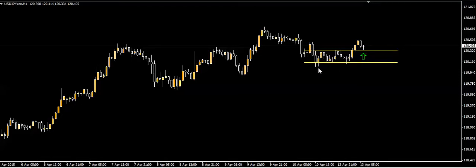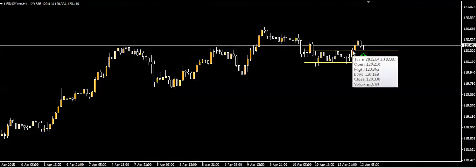Here we can see tweezer bottoms. Here we can see a doji or indecision candle, and then we see the breakout here. Then we see the pullback, and now we're just waiting on the candle to close before we take the entry.